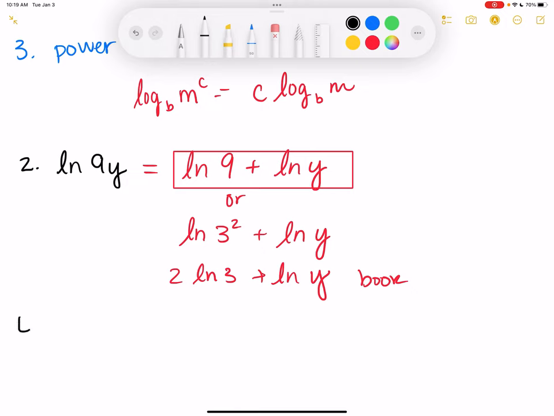So, let's see, 4, we have the log of 2 over y. This is a quotient, meaning that I'm using the difference. It's always the top minus the bottom. Remember, if there's not a base written, it's log base 10, the common log. So this would just be log of 2 minus the log of y.